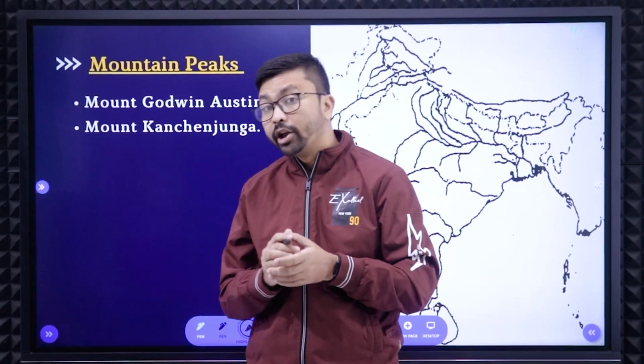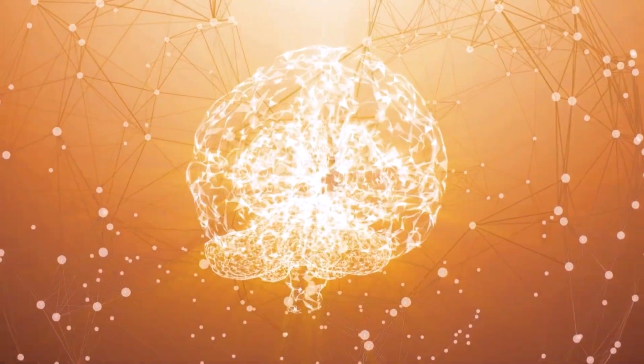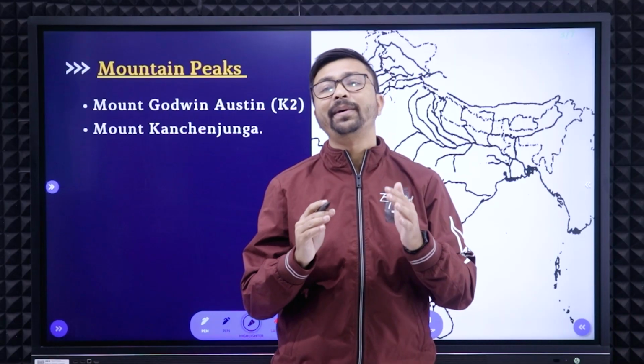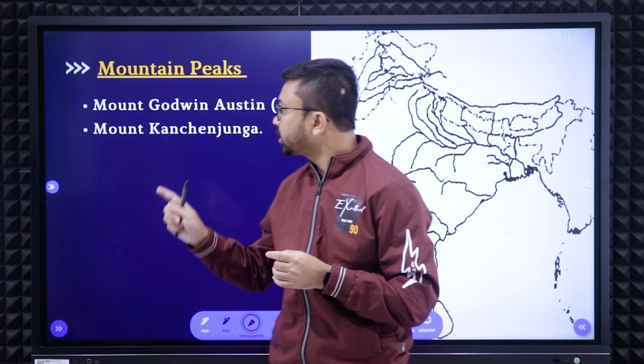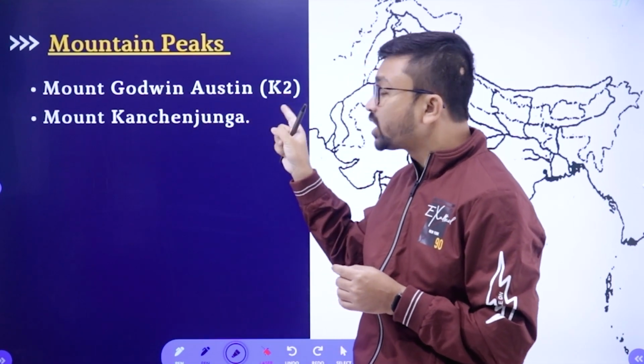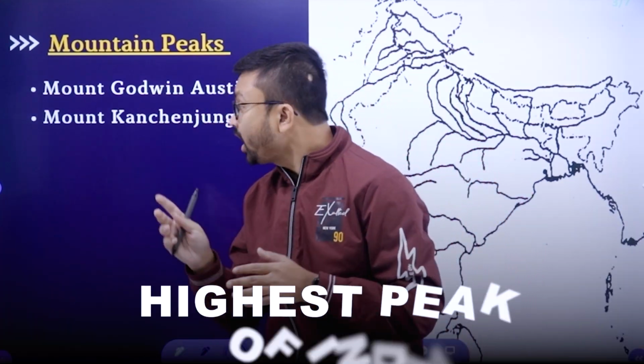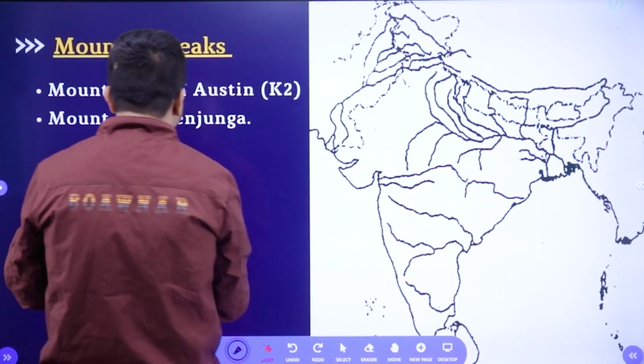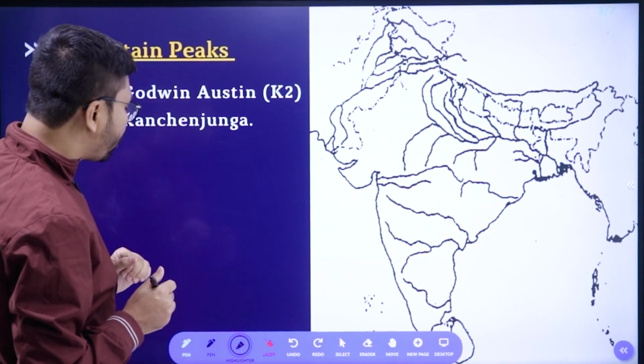Remember these two things. In a critical thinking based question, maybe the question will be asked accordingly. So two more things: Mount Godwin-Austen is the highest peak of India, and Mount Kanchenjunga is the highest peak of the Himalayan mountains located in India. So without wasting time, let's see how we will mark Mount Godwin-Austen.